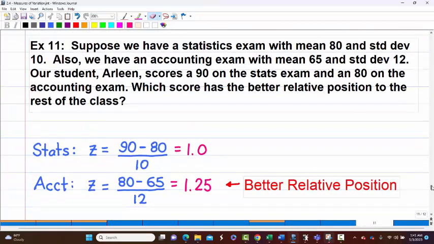And this kind of question, when it's on a test, could be a tie, they could be exactly the same, but the answer choices are going to be: first one's better, second one's better, or they're both exactly the same. That can be an answer. So on the stats exam, 90 minus 80 divided by 10 is 1.0. So Arlene was exactly 1 standard deviation above the mean.